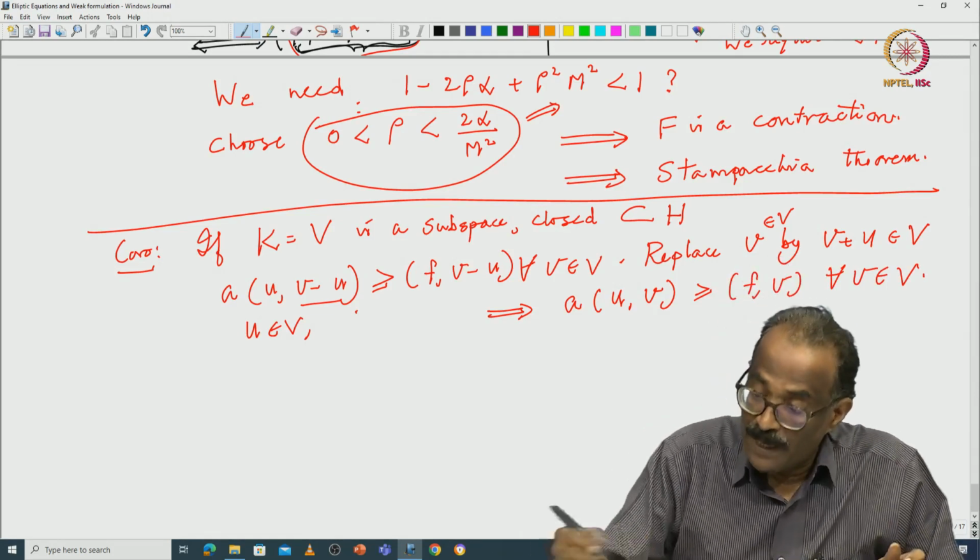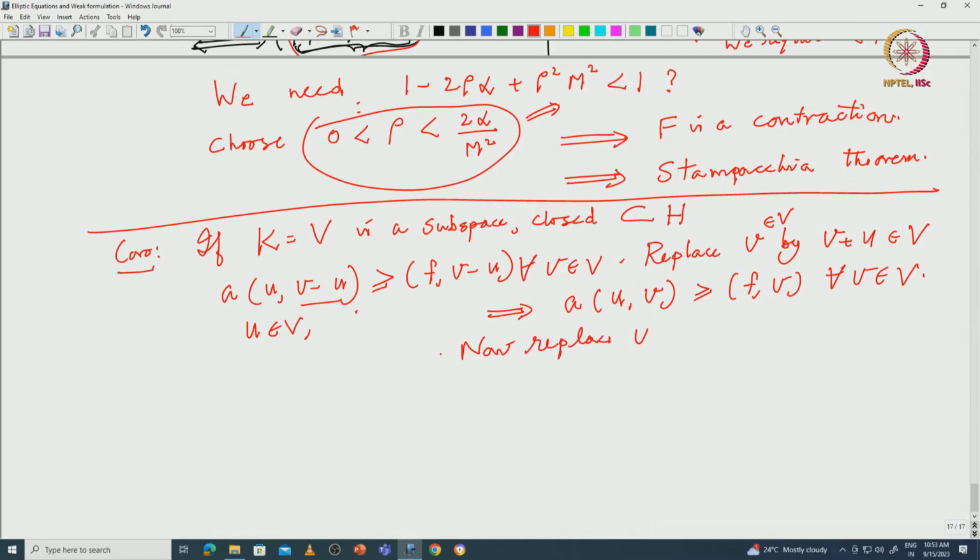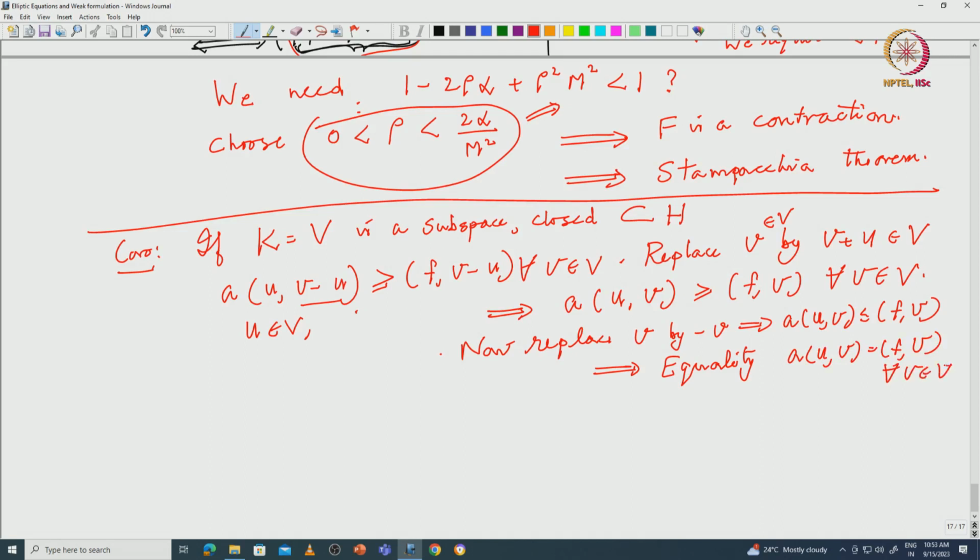Okay. And now again it is a subspace, now replace v by minus v, that will imply A(u, v) less than or equal to f(v). In other words, you get equality: A(u, v) equal to f(v) for all v in V, and you are looking for solution u in V.